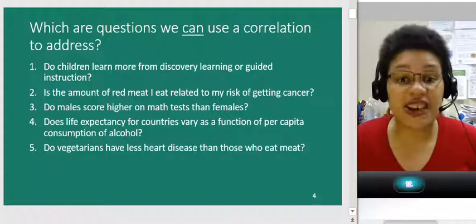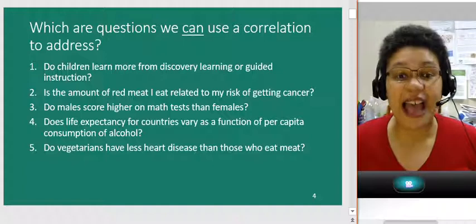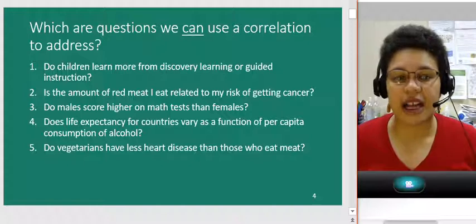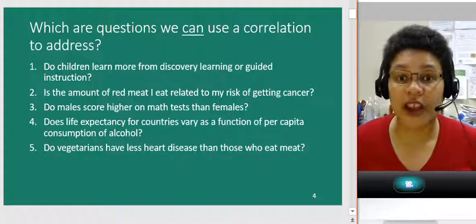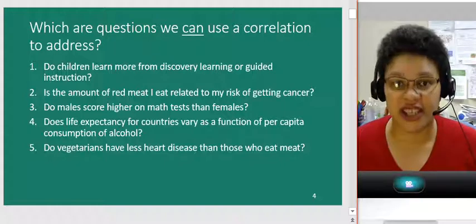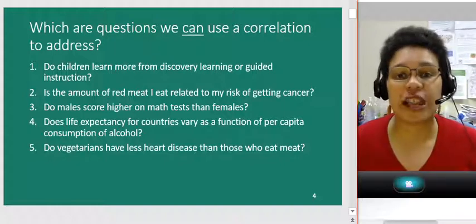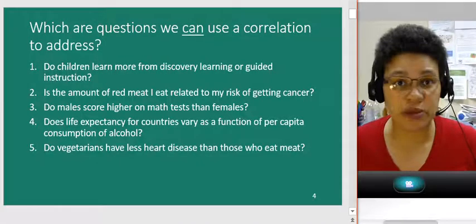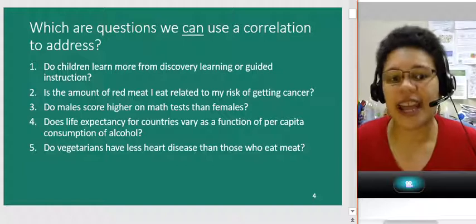And then, do vegetarians have less heart disease than those who eat meat? That could be a correlation. It could be thought of as more of a natural experiment. You're comparing the meat eaters to the vegetarians, and then you're measuring their heart function, right? And that's two groups, so we would do a t-test, right?